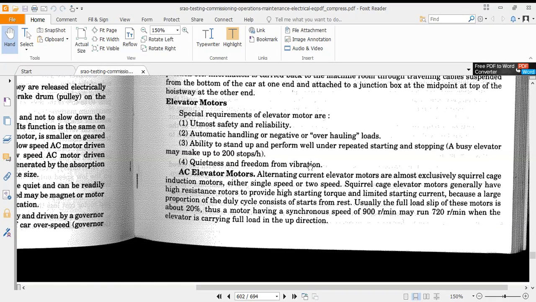Quietness and freedom from vibration. Even after these 200 stops and starts per hour, the motor should be able to operate quietly without making any noise and without making any vibrations. So that kind of quality is required for elevator motors.